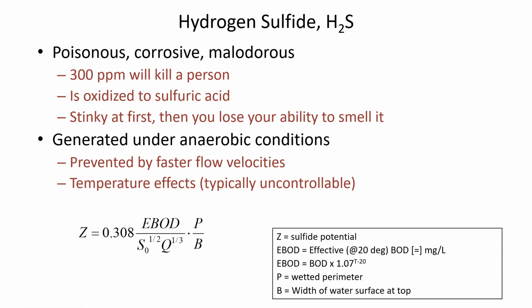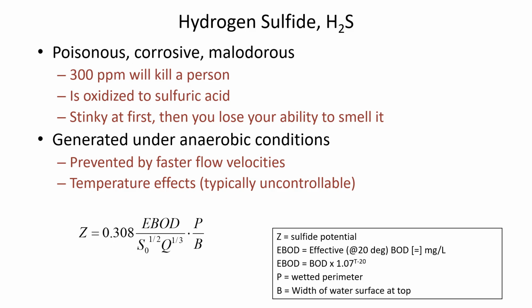If the wastewater has a lot of pollutants in it that are going to be attractive to bacteria that form hydrogen sulfide, then that increases your sulfide potential. And the bacteria are more active at warmer temperatures, so this formula, as you'll see, has a temperature correction coefficient. Cold water is less likely to form hydrogen sulfide than warm water is because bacteria are more active.